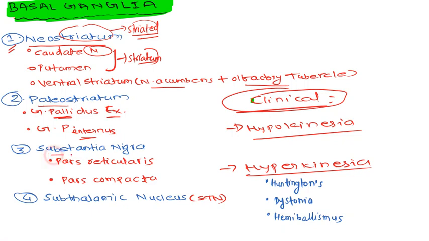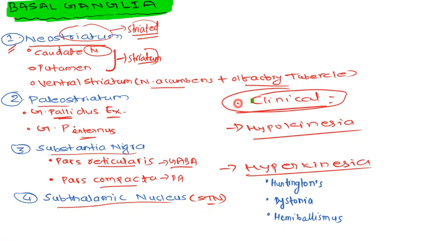The another one is the substantia nigra, and this includes the pars reticularis and compacta. This releases dopamine and this releases GABA. We will further see about these structures. And then we have the subthalamic nuclei located slightly below the thalamus, and it also functions in the basal ganglia, forming the circuit.